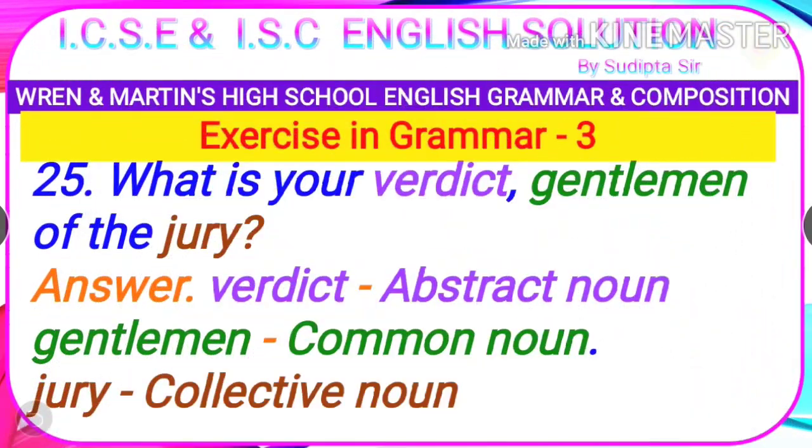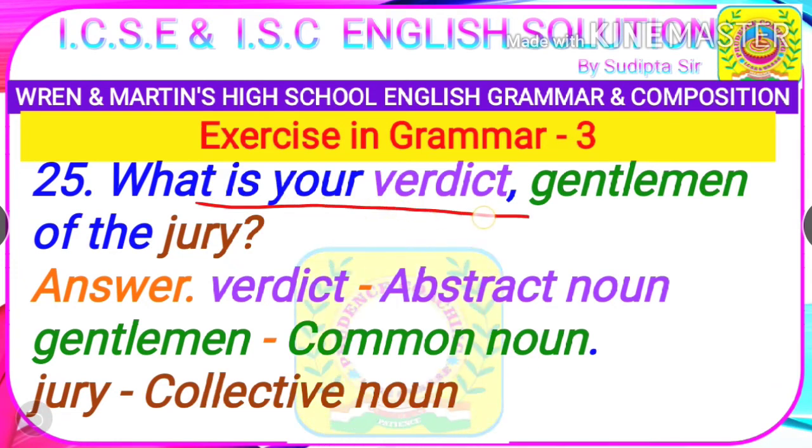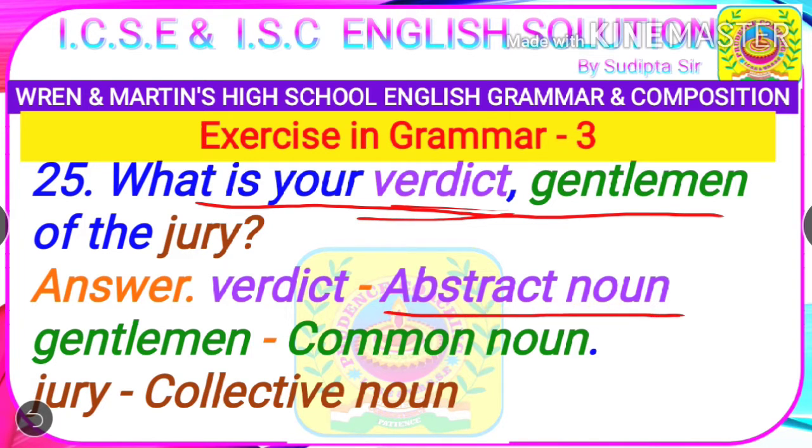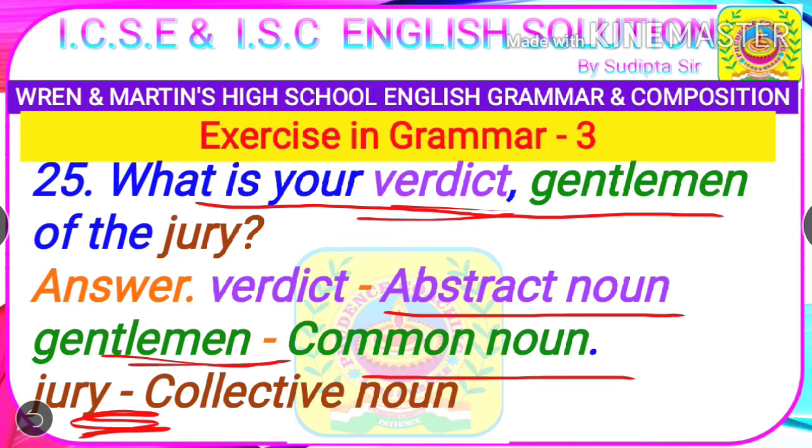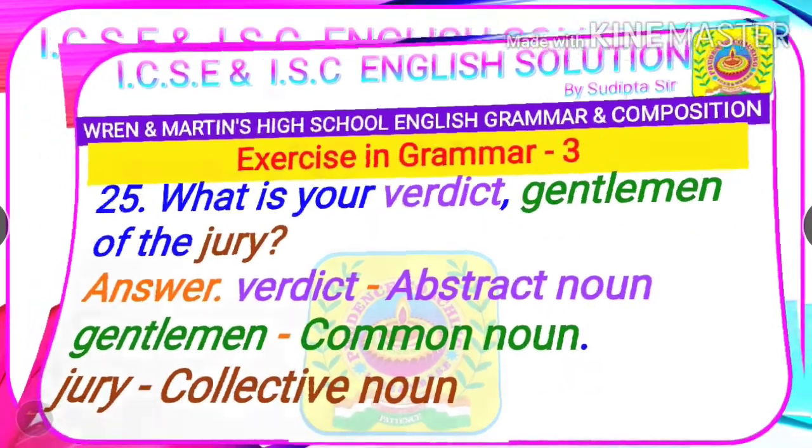Number 25. What is your verdict, gentlemen of the jury? Here verdict is the judgment, so that's why this is an abstract noun. Gentlemen is being used in a general case, so this is a common noun, and jury, a group of persons who give judgment, is used here as a unit, that's why this is a collective noun.